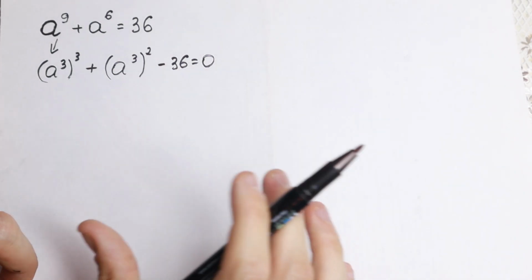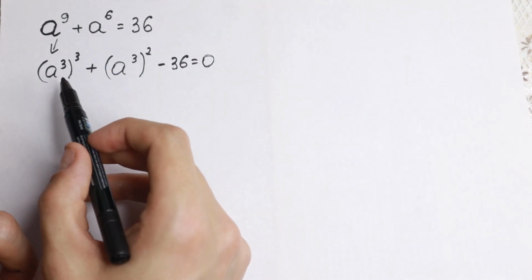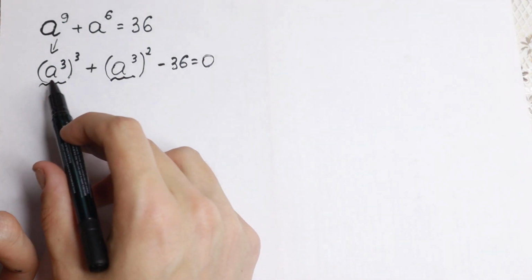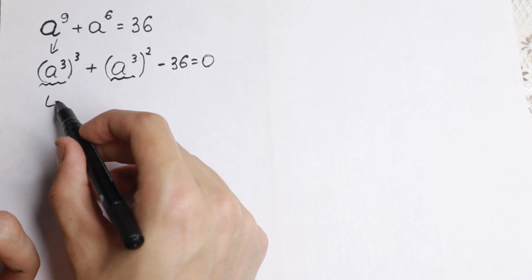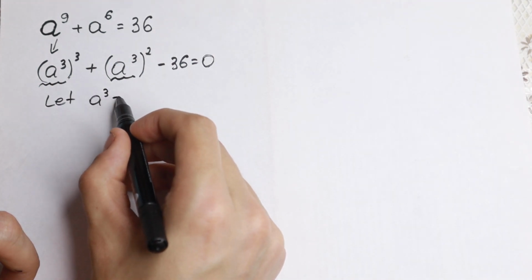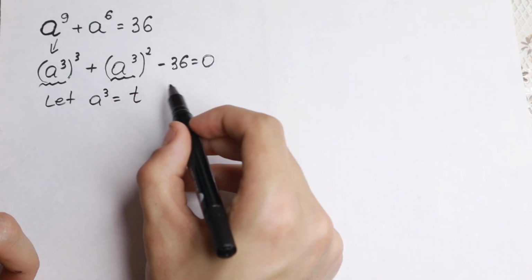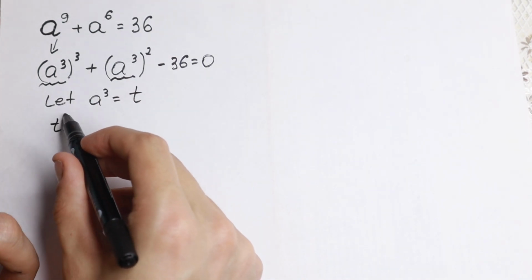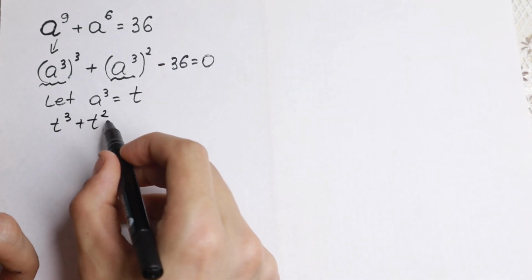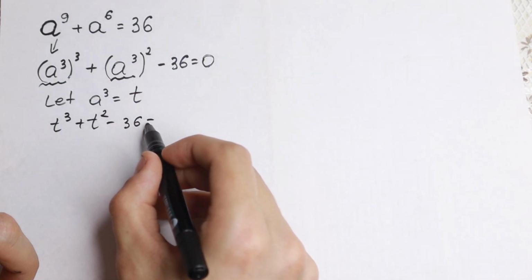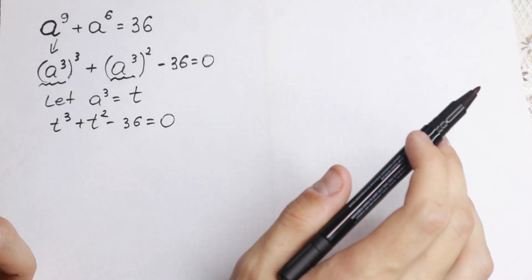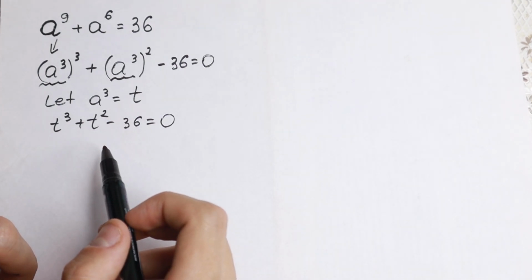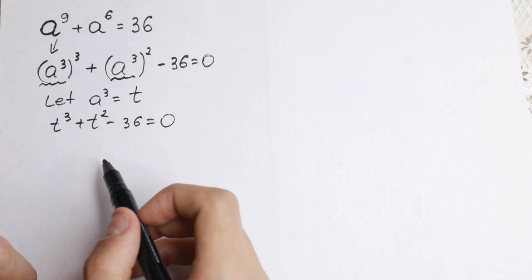This is the main good step, because right now we can easily see that we have a cube here and a cube right here, so the same values. So we can easily write a substitution. Let this a cube be equal to, for example, t. If we put this t instead of a cube, we have t cube plus t square minus 36 equal to 0. So right now we can easily work with a cubic equation. Not the 9th power, but the third power.